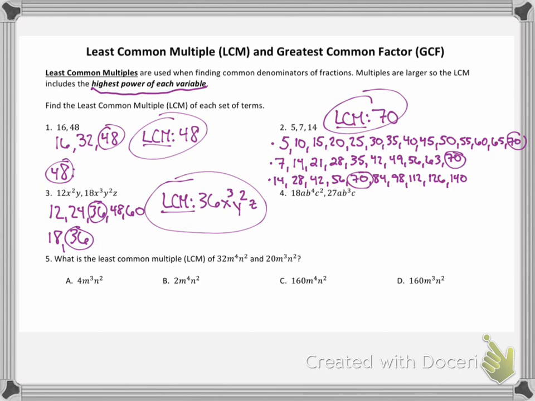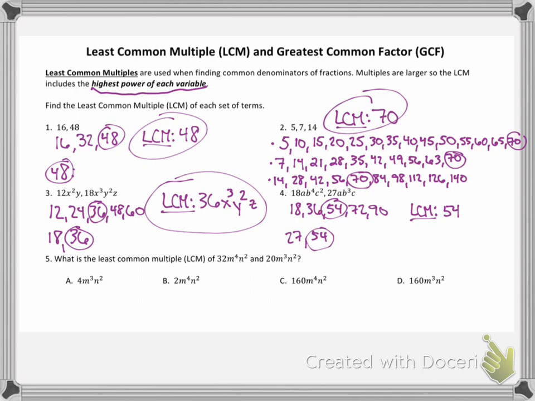We've got 18 a b to the 4th c squared and 27 a b cubed c. Let's start with our numbers. So I'm going to count by 18s. I'm going to count by 27s, and right off the bat, I run into 54. So the LCM of the two numbers is 54.